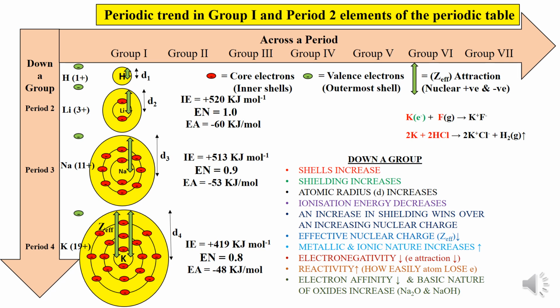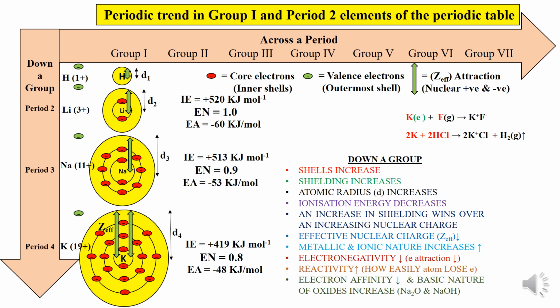One aspect of shielding is that it decreases the electrostatic force of attraction between the nuclear protons and the outermost valence electron. The other aspect of shielding is that inner core electrons repel the incoming electrons and therefore prevent the atom from accepting the electron. And basic nature of oxides also increases going down the group.